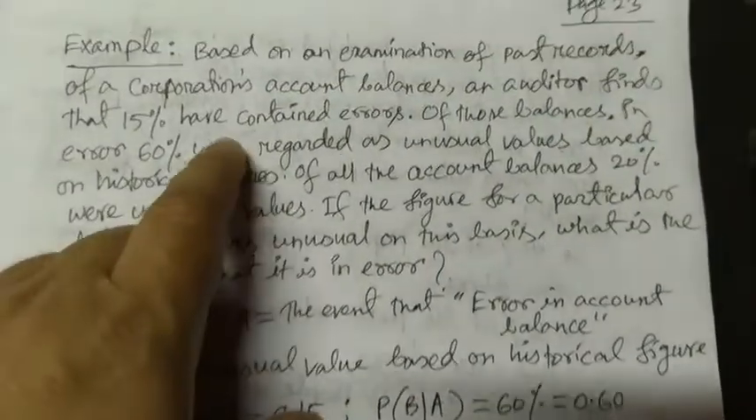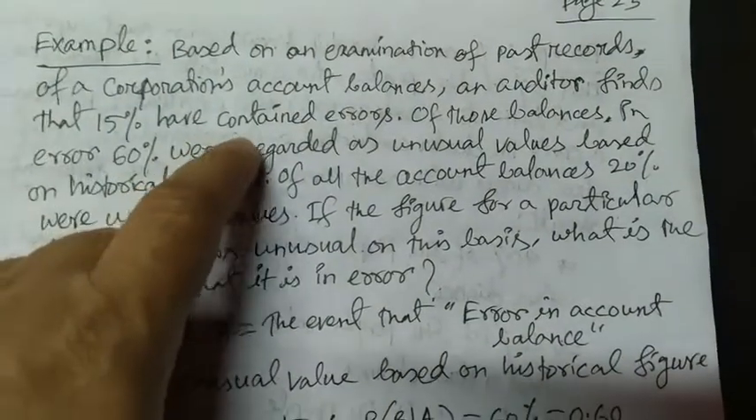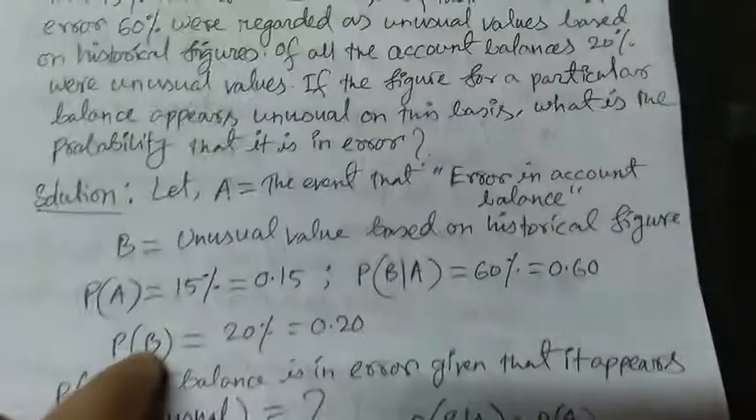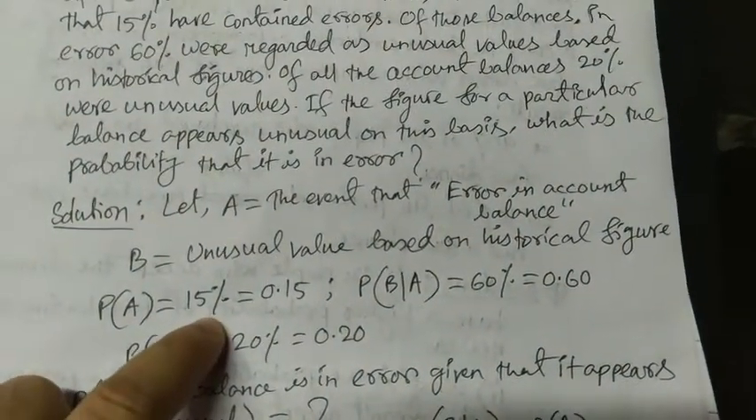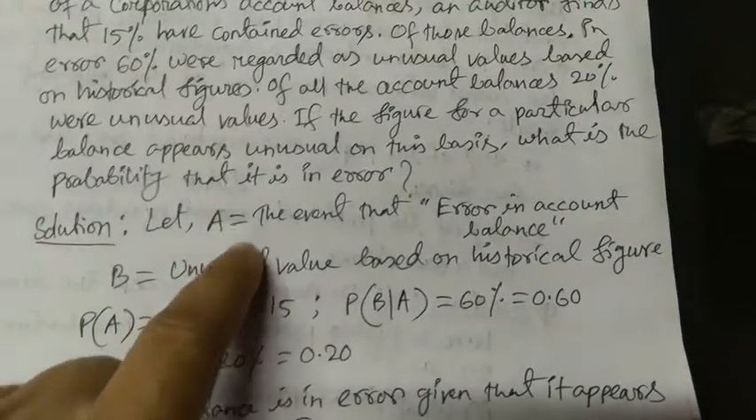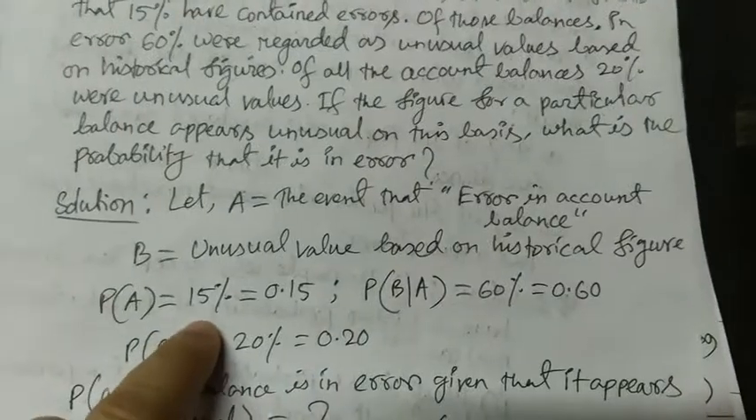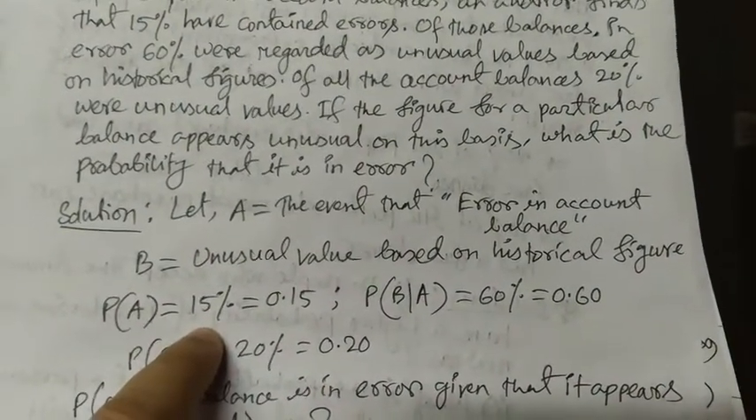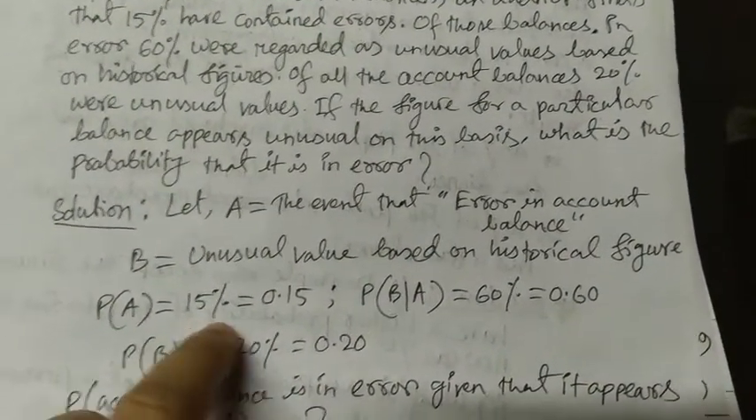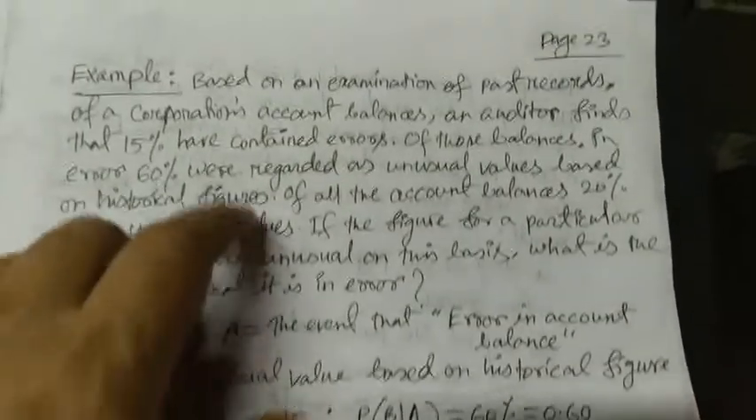As we can see from the question, 15% have contained errors. So that means 15% of accounts got errors. So the probability of A, that means the event that there is an error in the account balance, we have seen that 15% of accounts are in error. So the probability of A is 15%. Right.